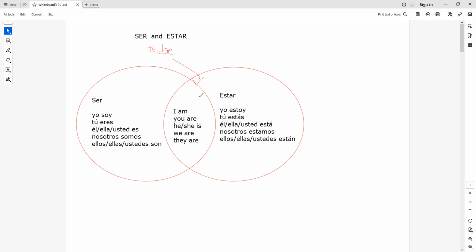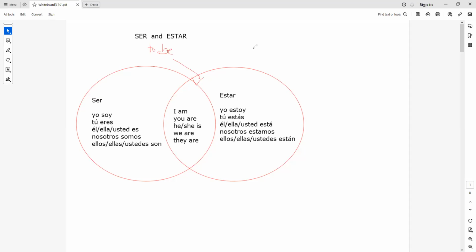Now the verb to be in English is conjugated like I am, you are, he, she is, or it is, we are, and they are. The verb ser is conjugated as yo soy, tú eres, él, ella, usted es, nosotros somos, ellos, ellas, ustedes son. Estar is conjugated like yo estoy, tú estás, él, ella, usted está, nosotros estamos, and ellos, ellas, ustedes están.